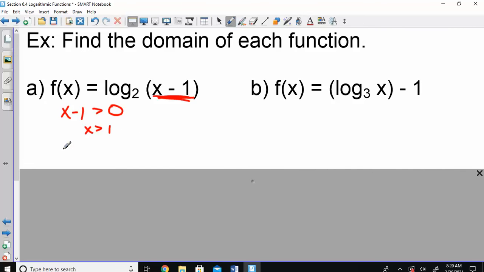How do I write that as an interval? 1 to infinity. Okay. B. My argument is just x. I don't care if there's a minus 1 on the end. All I care about is the thing I'm taking the log of. So my domain is just x is greater than 0. So how would I write that?